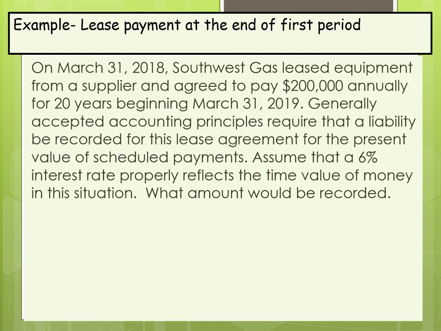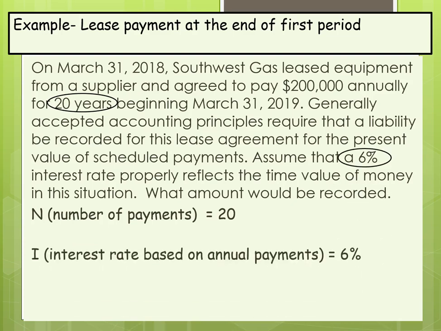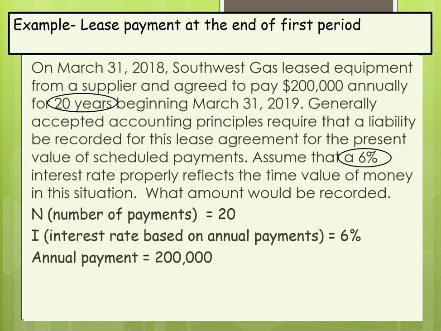Now, what about a lease payment when the payment is made at the end of the year? So now we've got here 20 years, $200,000 annually, and we're going to assume that they can borrow at 6%. 20 periods, 6% is our factor. Our annual payment's $200,000. And the first payment is at the end of the first year.